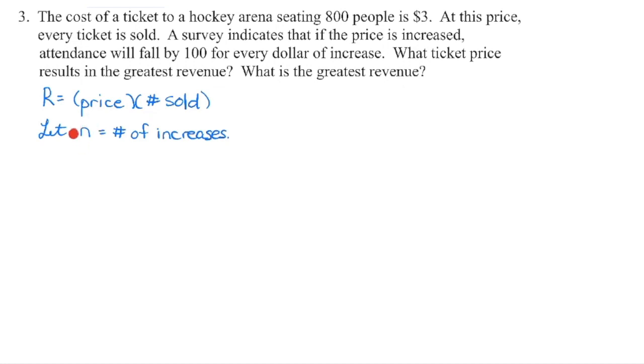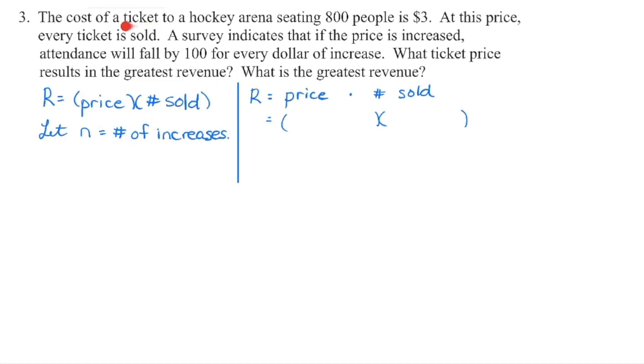N is going to be the number of increases that we apply. So when we go to set this up, we're going to start by saying, okay, we have two brackets. One is going to be price. One is going to be the number of items sold. Originally, we are selling the cost of tickets to a hockey game at $3 a piece, and we have 800 people that we're selling tickets to. So we're going to say $3 is the price of a ticket, and we are selling 800 tickets. Now, something is going to change.